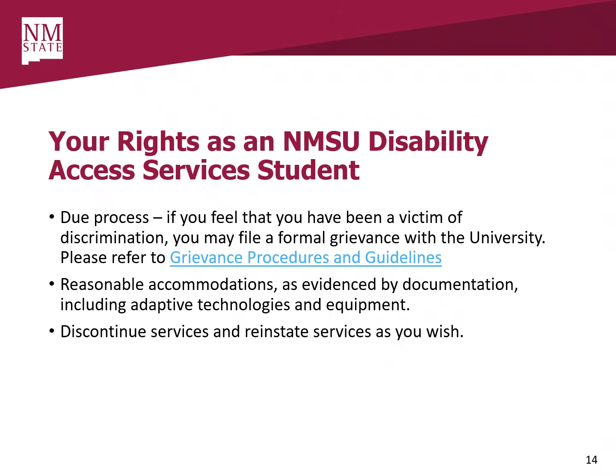Your rights as an NMSU Accessibility Services student. You have the right to due process. If you feel that you have been a victim of discrimination, you may file a formal grievance with the university. Please refer to the grievance procedures and guidelines on how to do so. You have the right to reasonable accommodations as evidenced by your documentation, including adaptive technologies and equipment. You also have the right to discontinue services and reinstate the services as you wish.